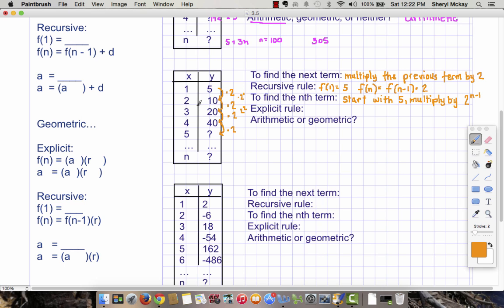So if we're going to write this as an explicit rule, then we would say f of n equals, I'm going to start with the 5, and I'm going to multiply it by 2 to the n minus 1 power. 5 times 2 to the n minus 1 power. So is this an arithmetic or a geometric sequence? Well, I think you can tell, because we're multiplying by a constant ratio, that it is geometric.